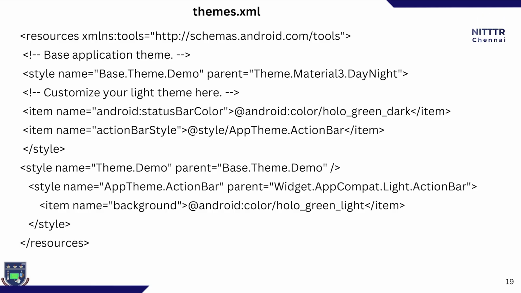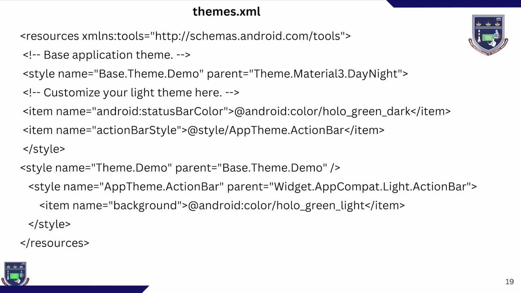Then android:statusBarColor. This will set the status bar color to holo green dark. Then we have actionBarStyle. This references the custom style for the action bar, defined later as Application.Theme.ActionBar. Then finally we have the final theme.